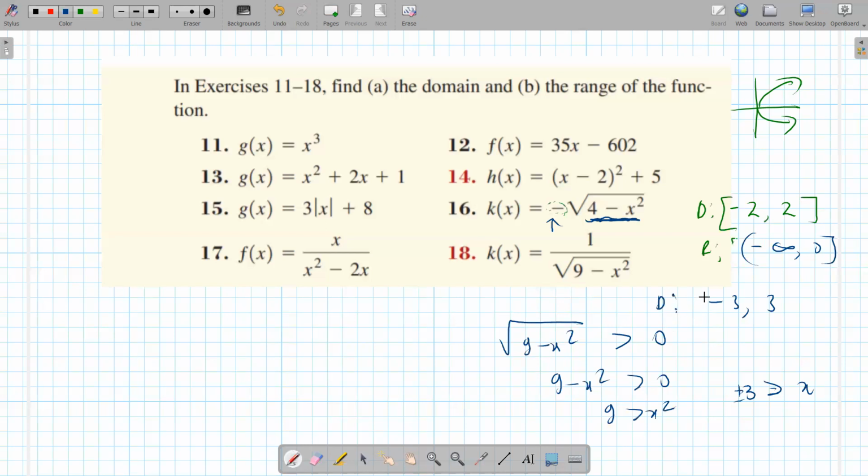It's exclusive. Exactly, because if it's inclusive, you get a 0 in the denominator. In the previous question, it was inclusive because it's in the numerator. It can be 0. But in this question, since it's a rational function, it cannot be 0. So it's strictly exclusive.